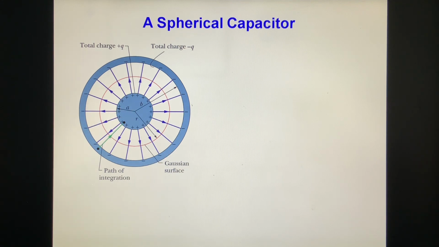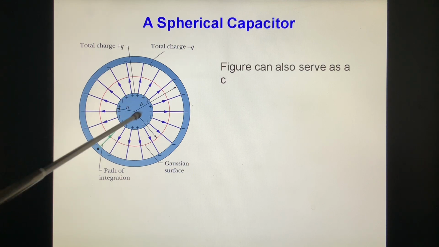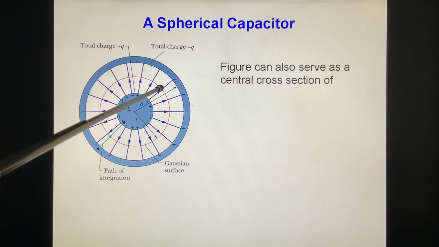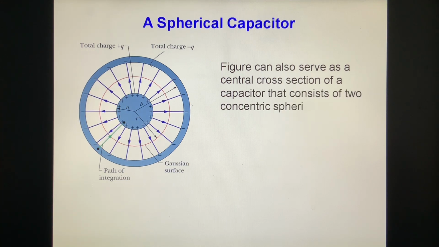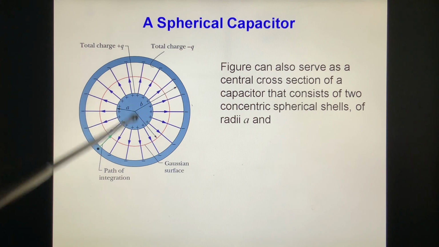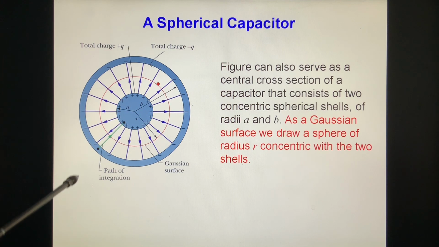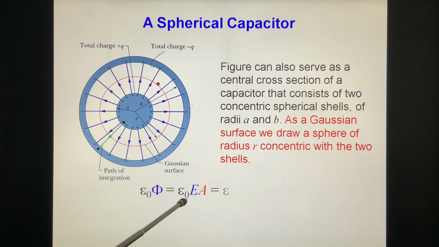And we want to find the E inside, at any point. So we can make a Gaussian surface, a sphere concentric with these two spheres, with the radius small r. And then we use the Gaussian surface.